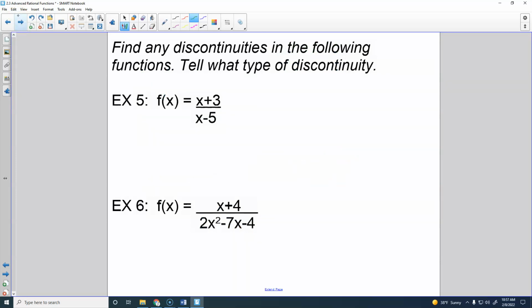Okay, so we're just still doing the same thing. Discontinuities, so we only look at the denominator. This one won't factor. So we're going to set that denominator equal to 0. And so x equals 5, if we move that 5 over. What type of discontinuity are we going to have here, Hallie? It's going to be a vertical asymptote because it does not cancel with anything in the numerator.